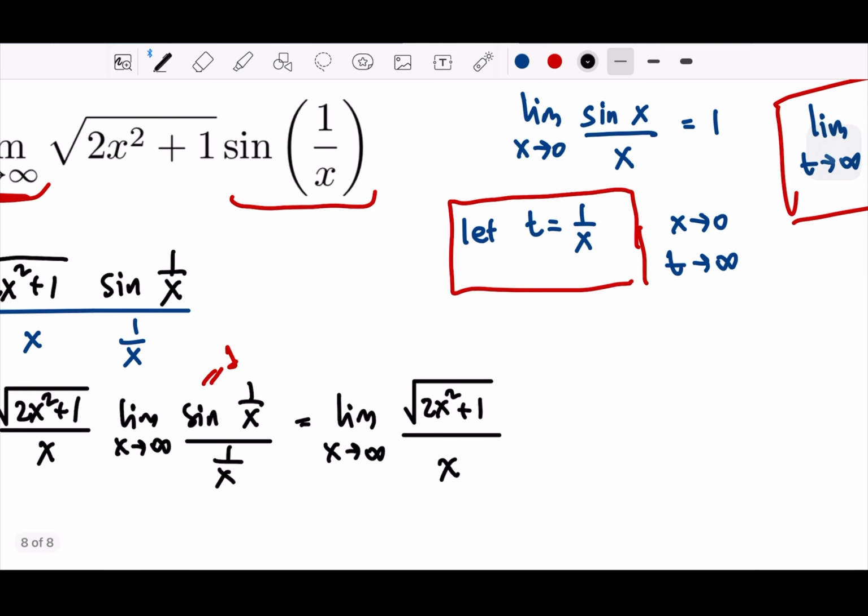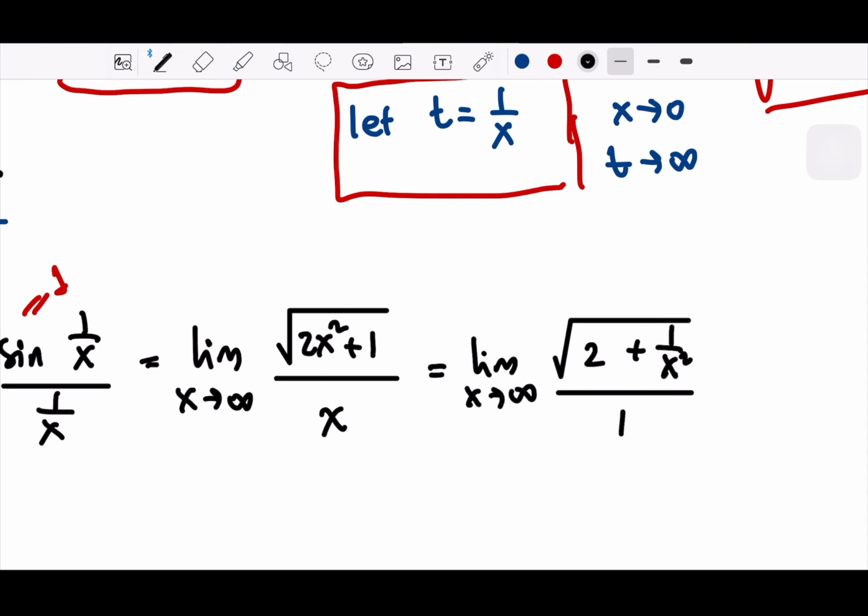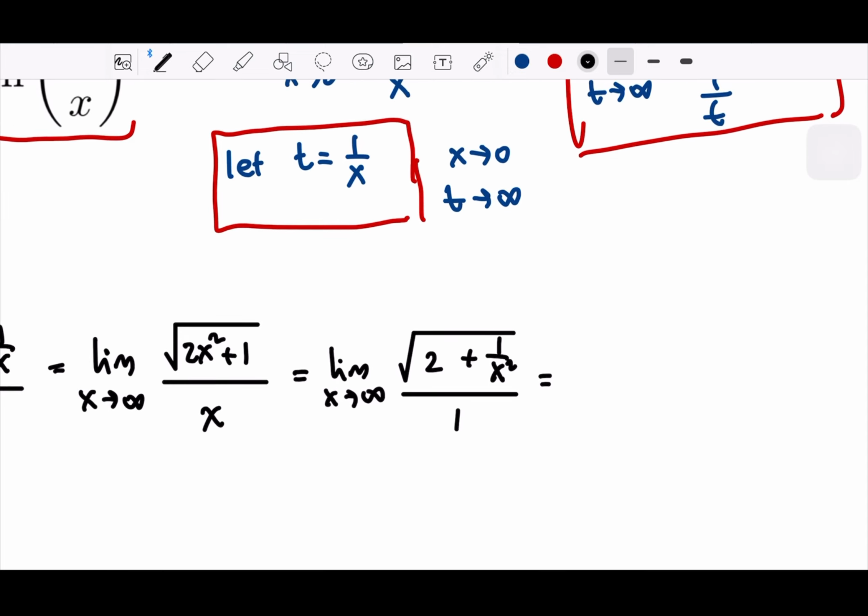Okay, and then we can divide by x squared. Since it's positive, we don't need to worry about the positive or negative signs, so we just divide everything inside by x squared. So this will be 2 plus 1 over x squared, and this is going to be 1. This part here will be 0, right? So we have the square root of 2.